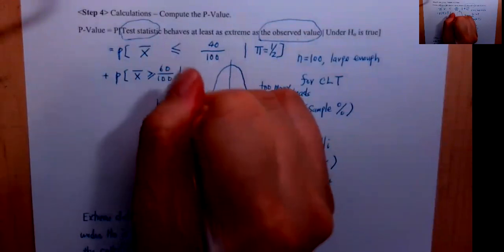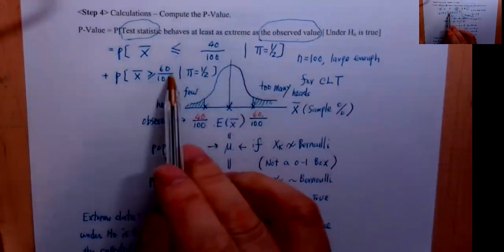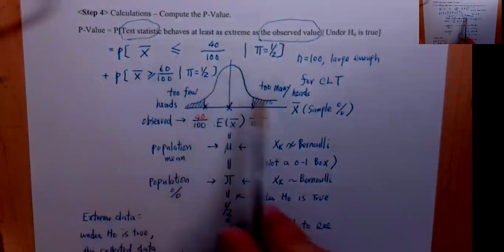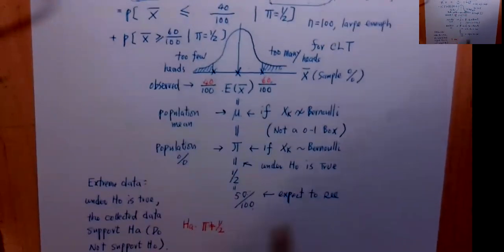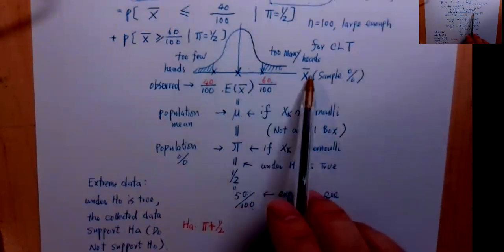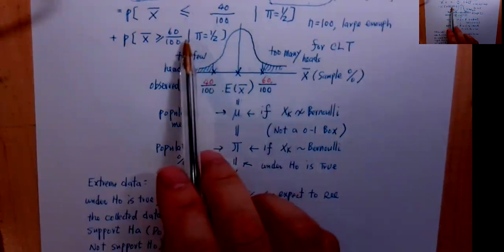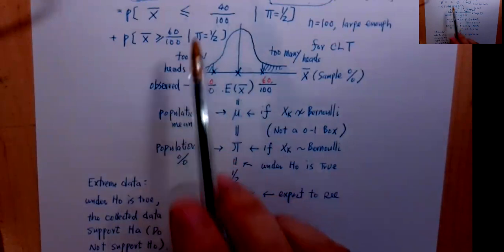60 over 100, when this is a fair coin, this one and this one are equally extreme. And why do you consider the upper tail as well? Because when your H_A is not equal, too many heads or too few heads are both considered extreme. So you need to add this probability as well. Okay? So this is two-sided.